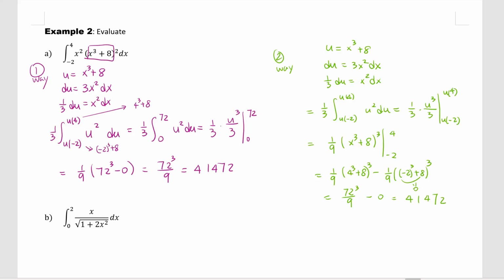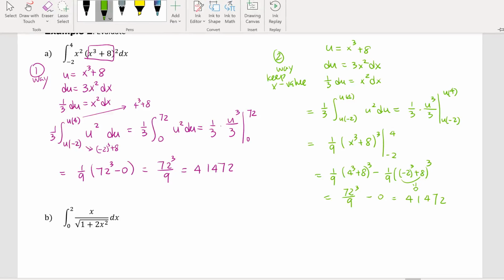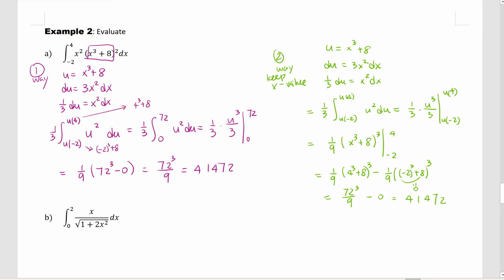So which way do you prefer? You either plug the u values into your u, or you plug the x values into your x. Keep the x values and plug in for x. Don't put your u values into x, or the x values into u. We gotta be consistent. In the first way, the limits are changed to u values. So far so good. We have two ways, so pick one of them as you like and then stick to it.